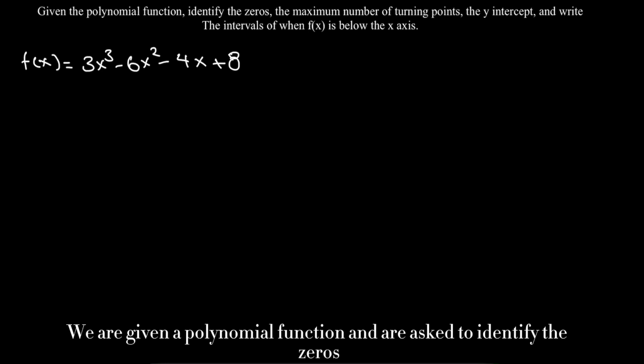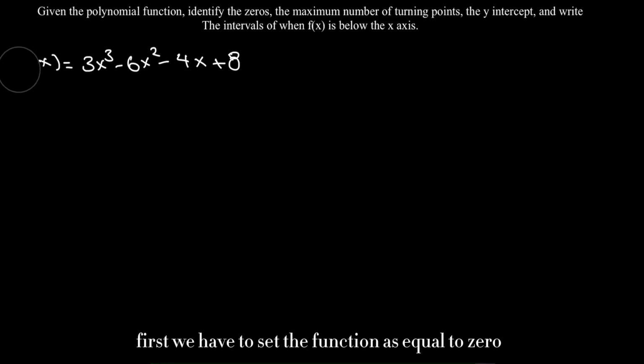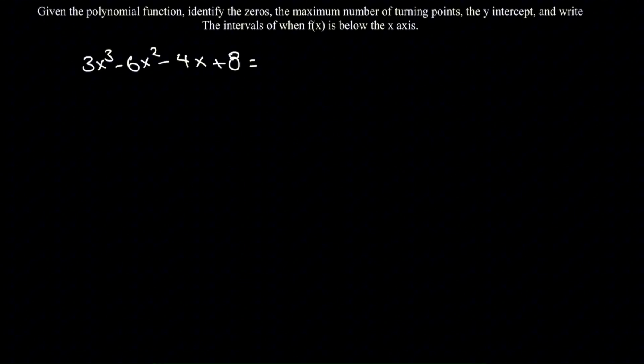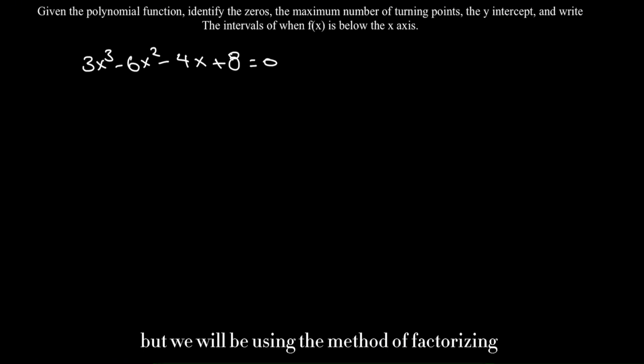We are given a polynomial function and are asked to identify the zeros. Right, so first we have to set the function as equal to 0. Second, we have to simplify the function and solve for x. There are multiple methods, but we will be using the method of factorizing.